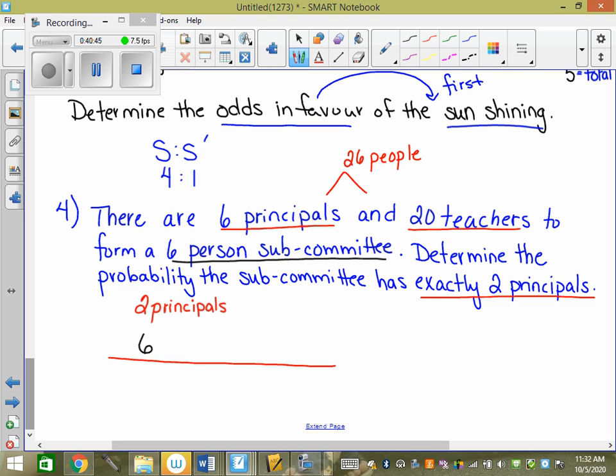So we have 6 choose 2. Why is it a C? No jobs. And then I need 4 teachers. Why do we need 4 teachers? It has to be a 6-person subcommittee. And means I multiply 20 C 4. Right? That's how I would have done the question before. Now I just need to do no restrictions on the bottom. How many are there? 26. And I need to choose 6. That's it.